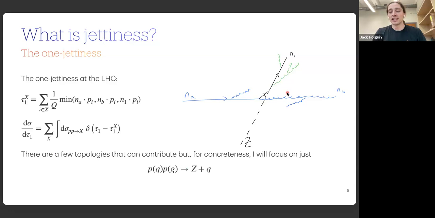And I'm going to, for concreteness in this talk, always consider this topology where the protons coming in contribute a quark and a gluon. So this one's producing a quark, this one comes in producing a gluon. And that they scatter to produce in the middle here, we've got a virtual quark, and then that radiates a Z and produces a quark in the outgoing state. And that quark in the outgoing state is our jet.